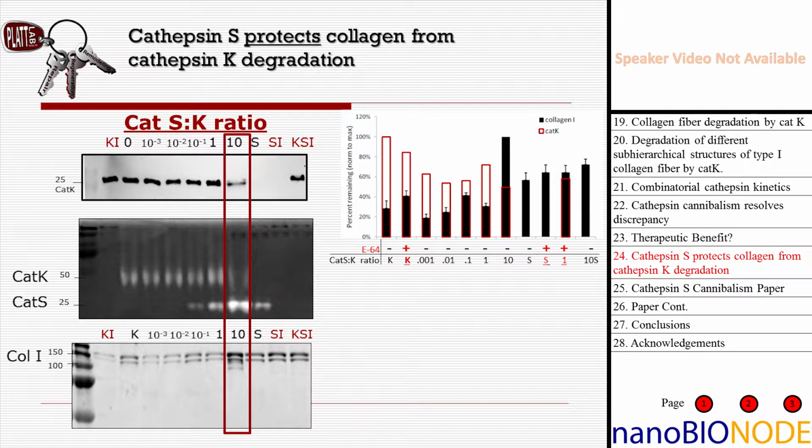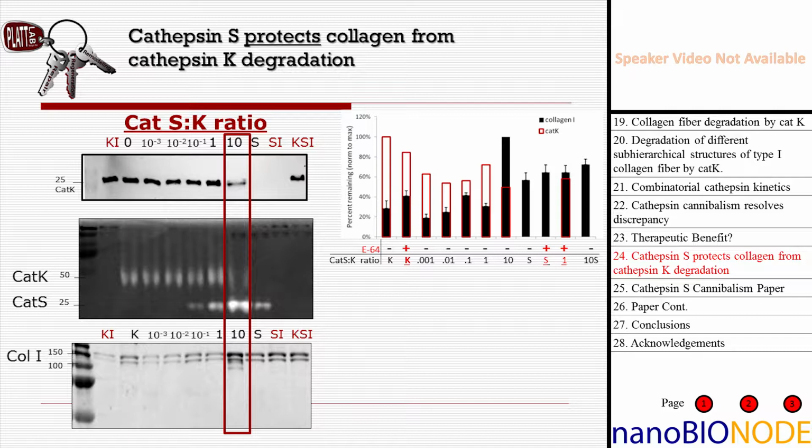So we said, let's increase this ratio, which is going to be a lot of money. So I said, well, we should model it first so we know about where we need to start. And it turned out that at a 10-fold ratio of S to K, you could get this protection of the collagen, a loss of collagen degradation, and you get increased cathepsin K degradation in that system.